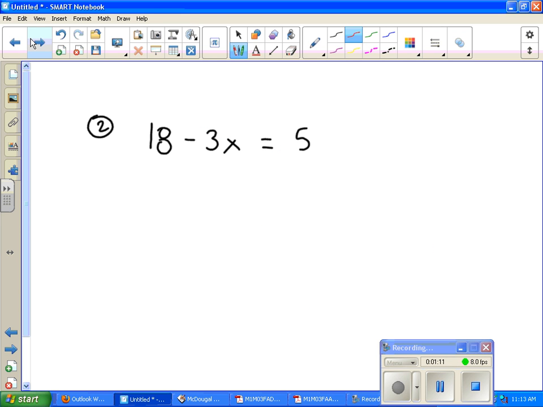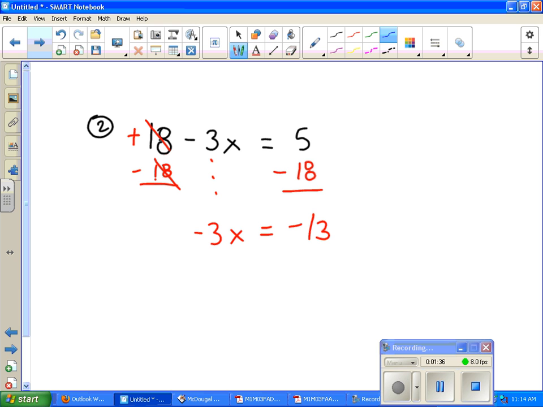Number 2, 18 minus 3x equals 5. You want to do the inverse of positive 18, or plus 18, and subtract 18. If you do it on that side, it's going to cancel it out. You have to do the same thing and subtract 18 on the right side. What you're left with here on the left is negative 3x equals negative 13.